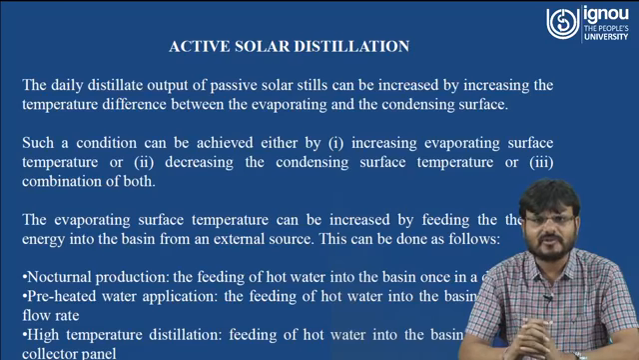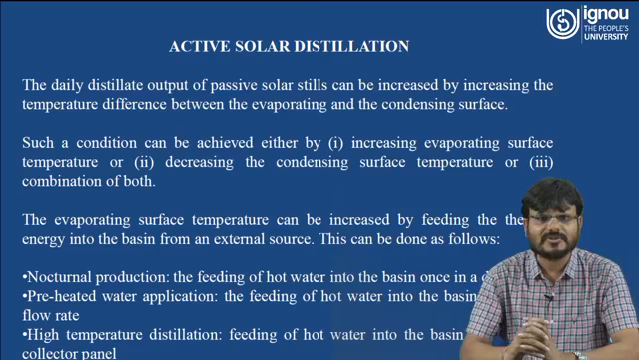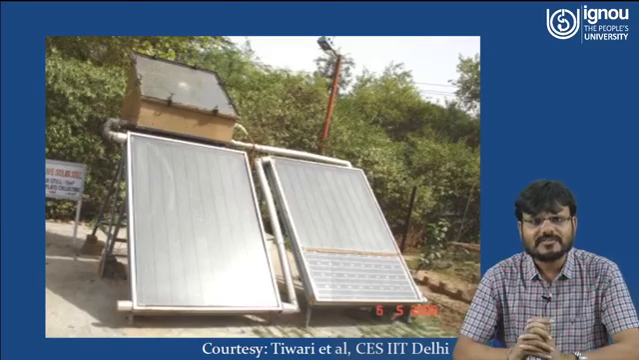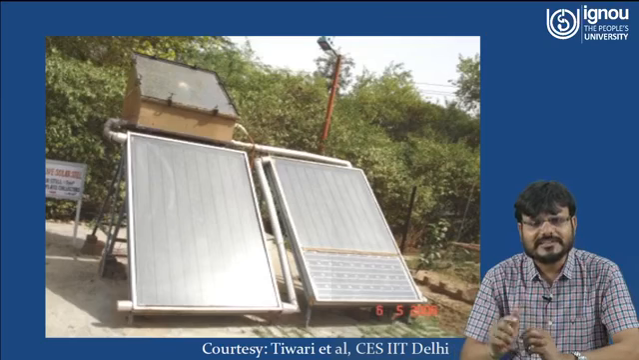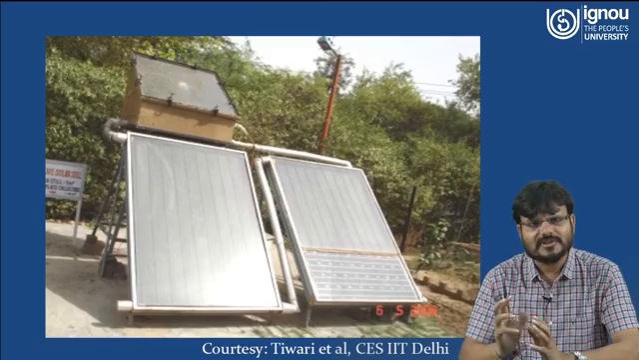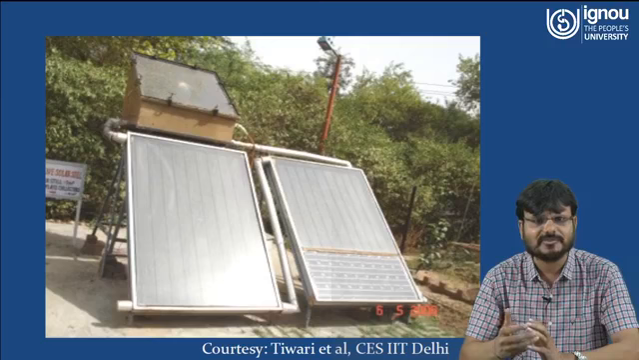That means feeding of the hot water into the basin from the solar collector panel. Here you can see there is a top above, there is a solar still chamber, and to increase the temperature of the water inside of the chamber, a solar collector is used. What is the use of this solar collector? That means you are giving hot water inside of the chamber. That means already hot water you are putting inside the chamber. That means you are increasing the temperature of the evaporation water.